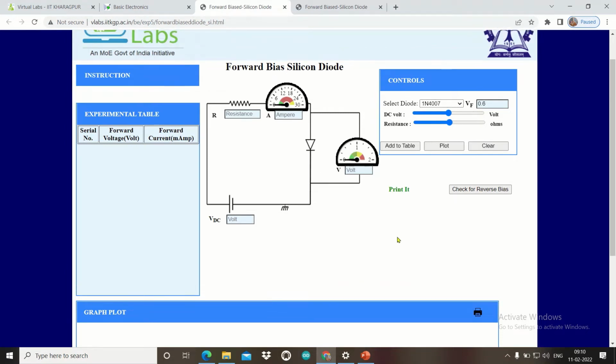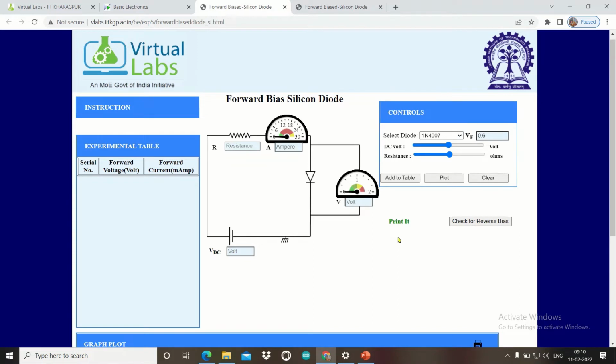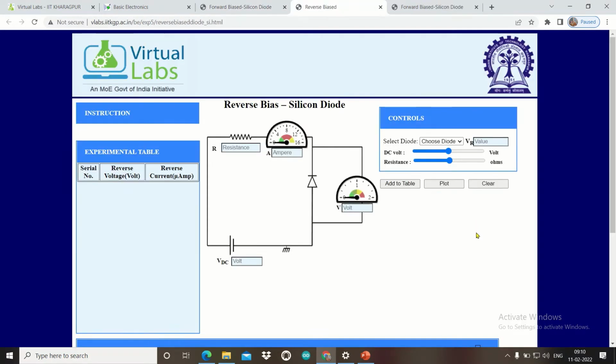So in this way you can carry out the experiment while sitting back in your home, and you can just check the concepts that you have already developed while going through the theory course of diode. Now you see, we will go for reverse bias measurements.